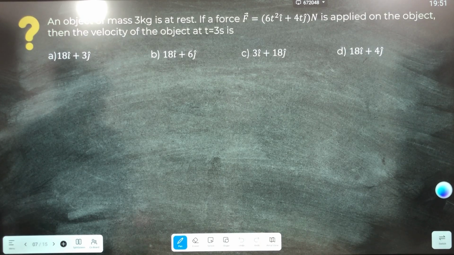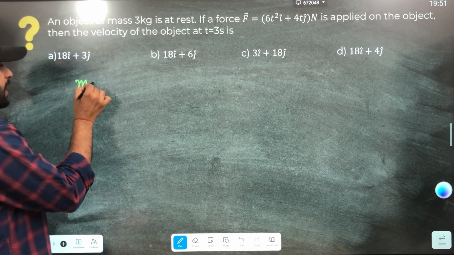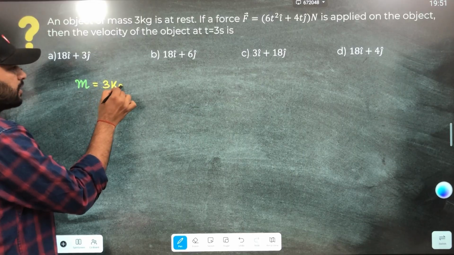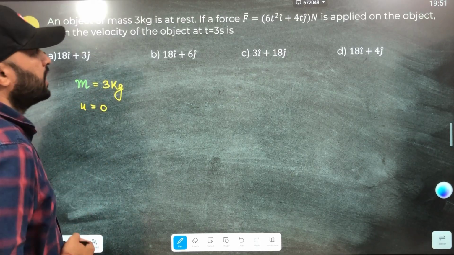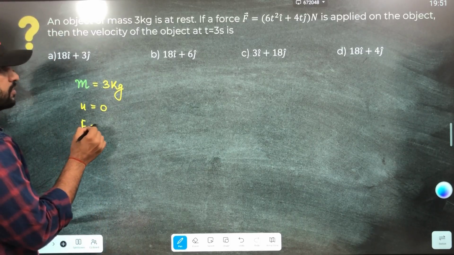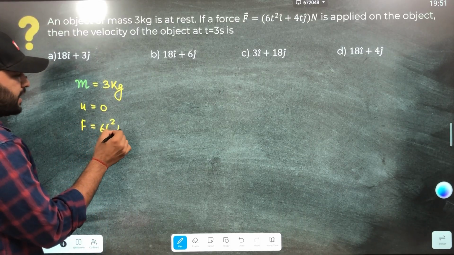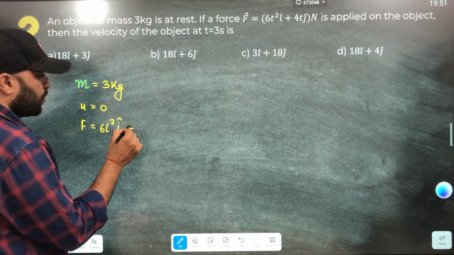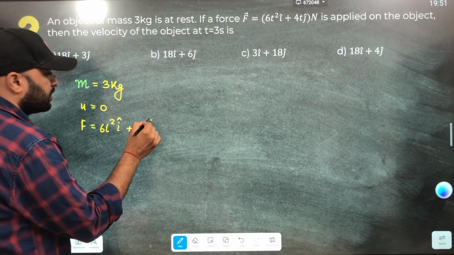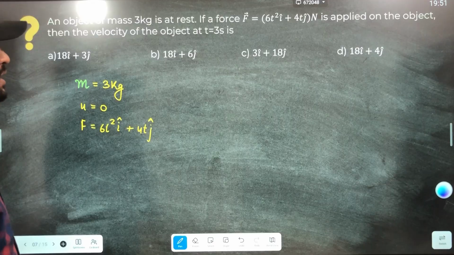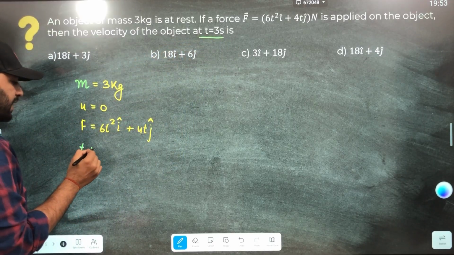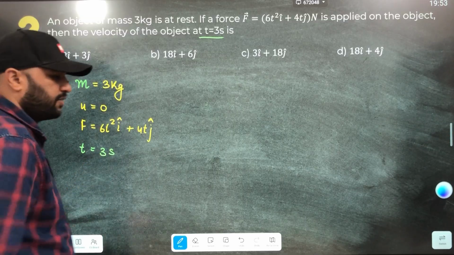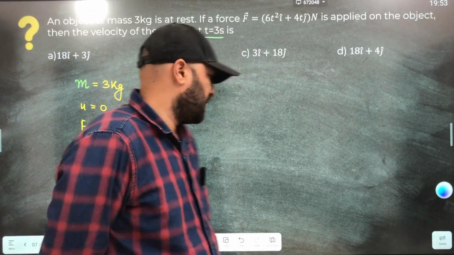Great. An object of mass, so the question here is giving you m equal to 3 kg, is at rest. So initial velocity is 0, fine. If a force of F equals 6t square i cap plus 4t j cap Newton is applied on the object, then the velocity of the object at t equal to 3 seconds, we have to find that. To find velocity, we need acceleration, right? Acceleration we have to find.